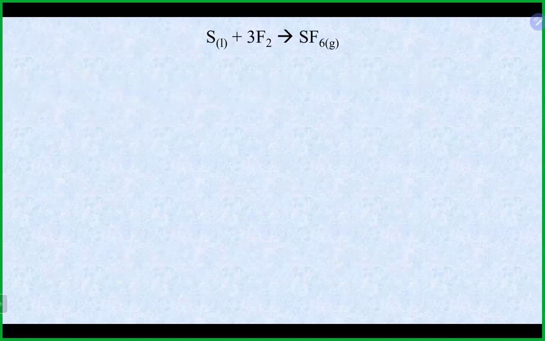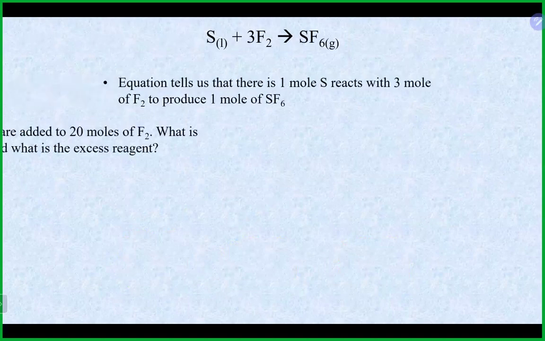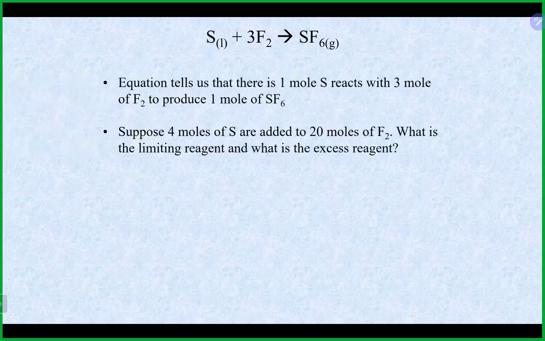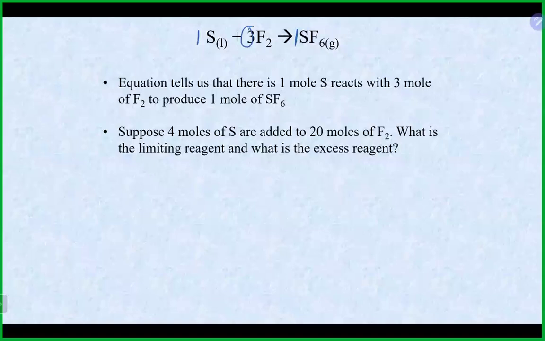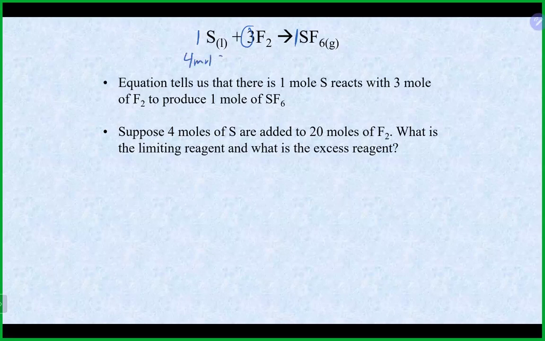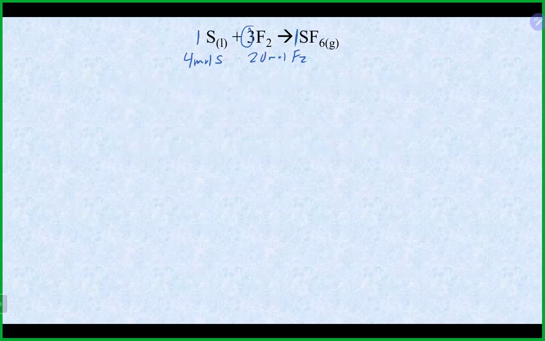Now, if we have this reaction here, we could still do our normal stoichiometry relationships, which obviously is 1 mole of sulfur reacts with 3 moles of fluorine to make 1 mole of SF6. So let's just say, for example, we were given a problem where they told us we are starting with 4 moles of sulfur and we are starting with 20 moles of F2. We're just going to use that as our example.